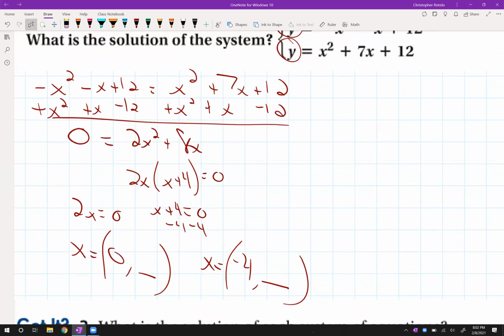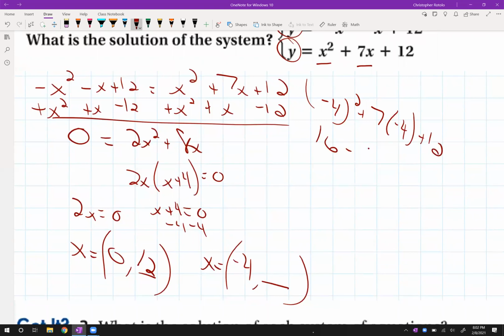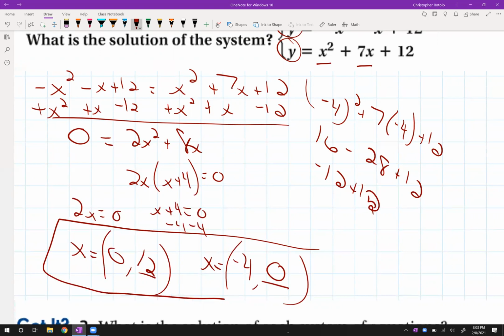Okay, so if I plug in 0, right, so 0, 0, 12, that one was pretty easy. I'm not going to lie, that one was pretty easy. Now let's take negative 4. Negative 4 squared plus 7 times negative 4 plus 12. 16 minus 28 plus 12. All right, 16 minus 28 is negative 12, plus 12. Hey, it turns out to be 0, doesn't it? Okay, so they happen to be x and y intercepts.